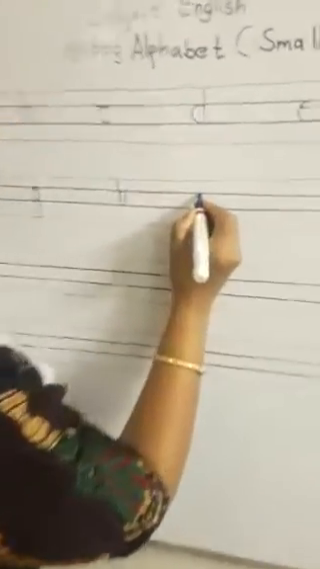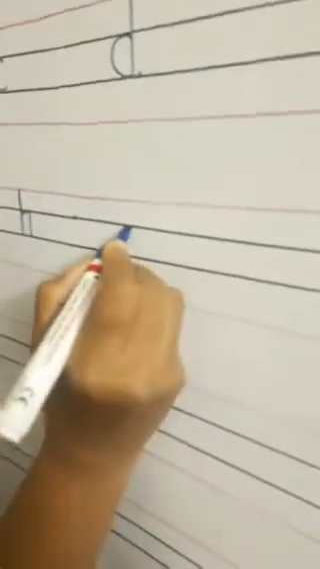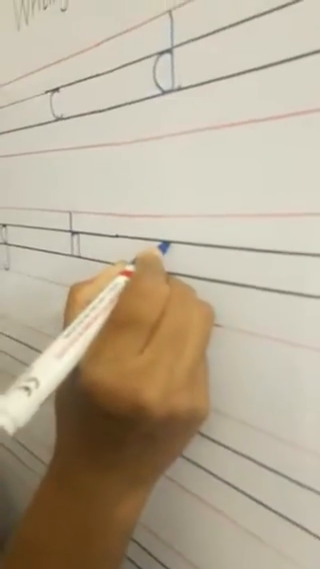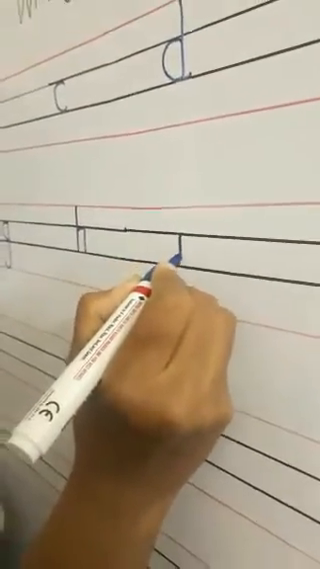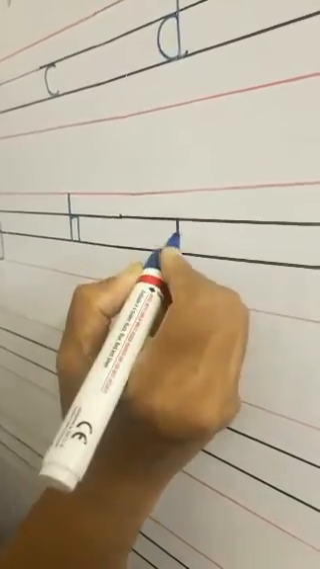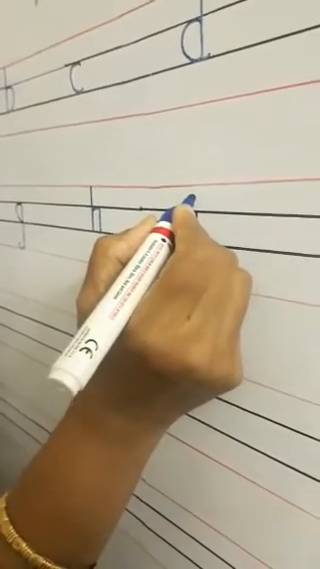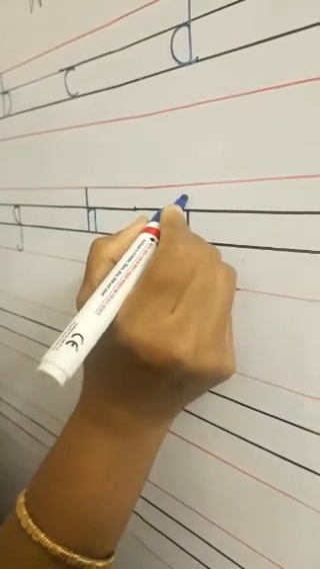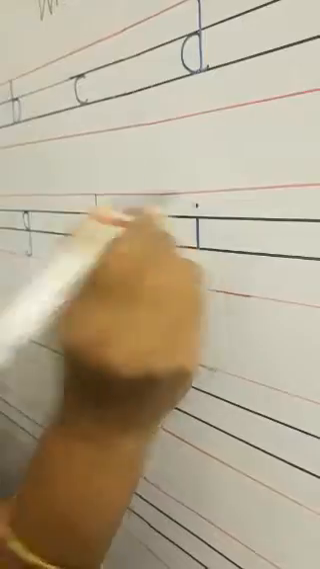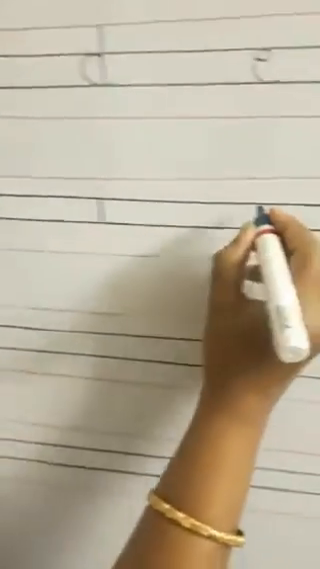The next letter is I. Okay. Start from the middle and draw a standing line to reach the bottom, and again go to the middle and put a small dot. Okay, this is I. I after what? J. Yes, good.